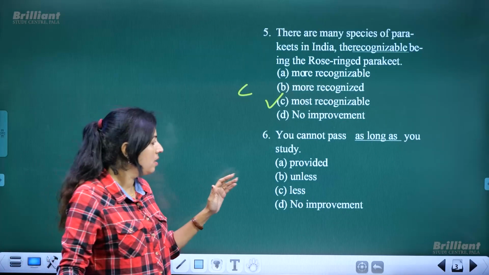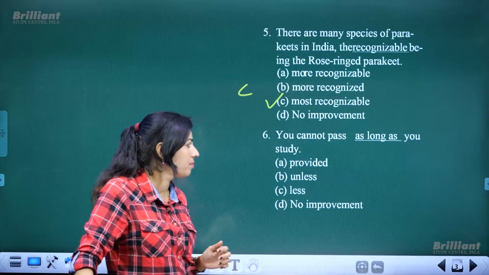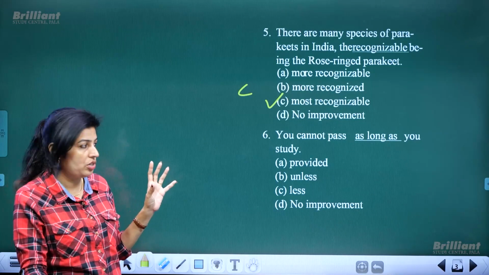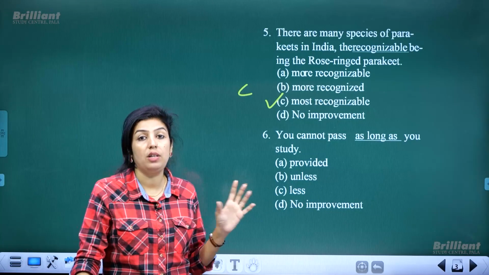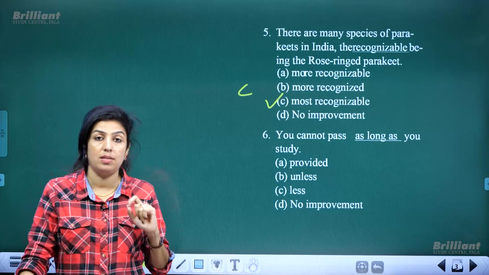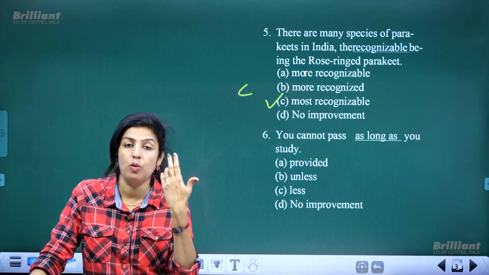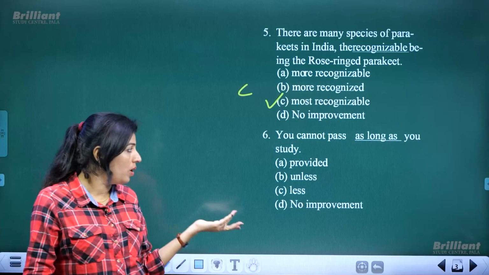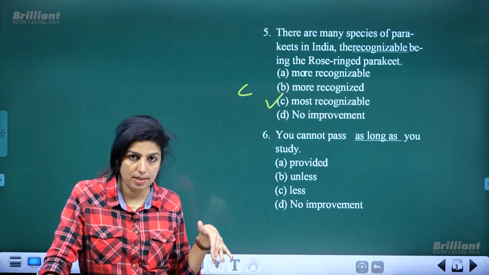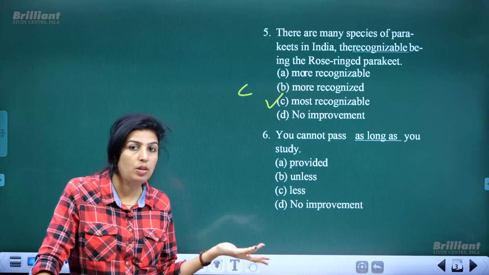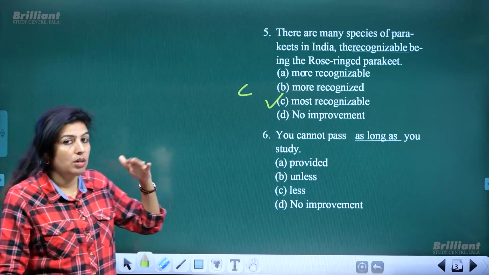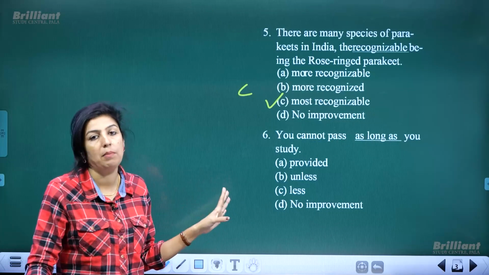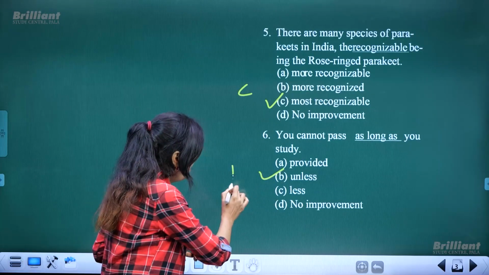Now, next is, you cannot pass as long as you study. You cannot pass as long as you study. See, you're familiar with the structure. You have conditional clauses. You have put forward a condition, and only if the condition is met will you get a result. If you work hard, you will pass. Like, unless you work hard, you will not succeed. You cannot pass unless you study. The same rule is applicable: unless. So, option number B.